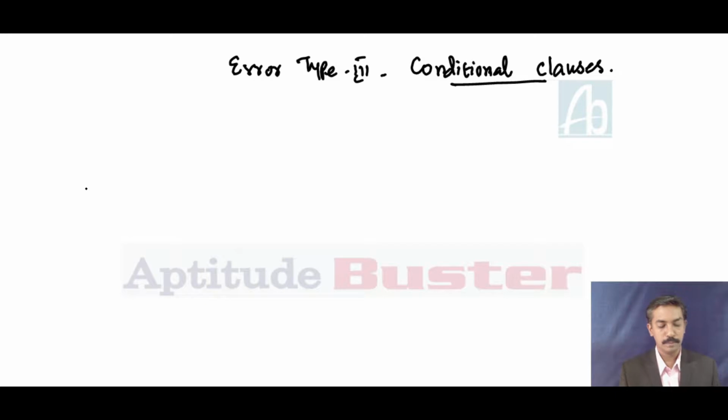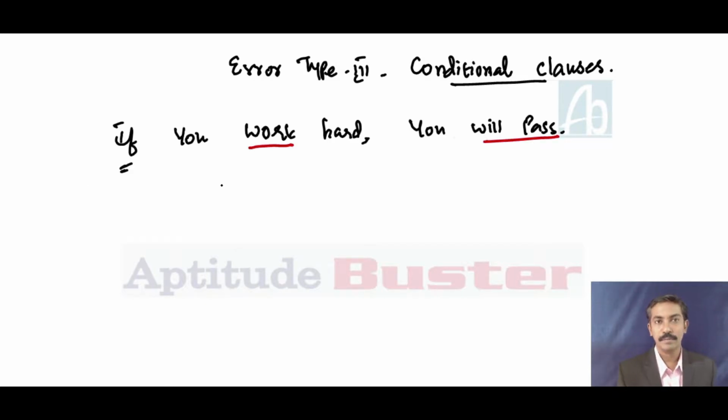Example 1. Look at this sentence. You would have seen this example umpteen times. If you work hard, you will pass. This is a known example. I am using this example to help you to understand the logic in a much better manner. If you work hard, you will pass. This is a sentence. Of course, this is an example under conditional clauses.